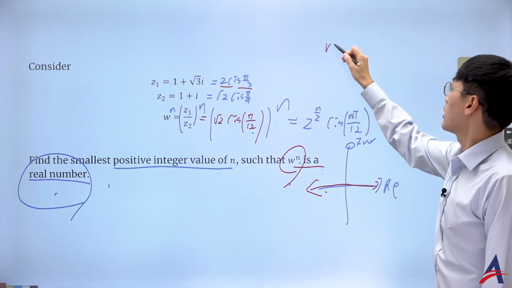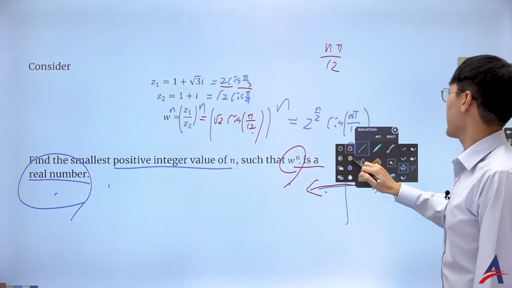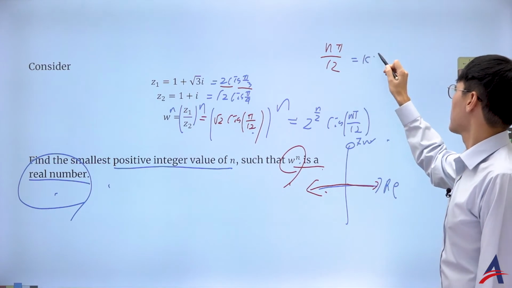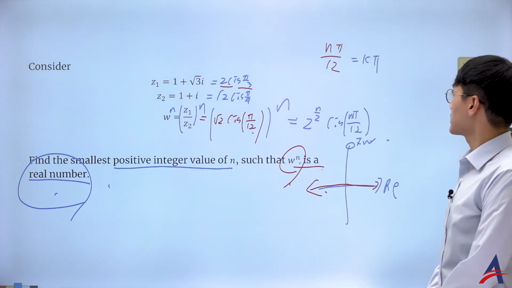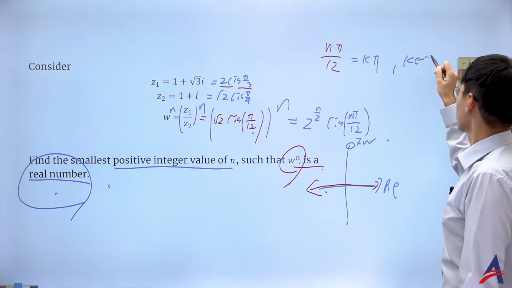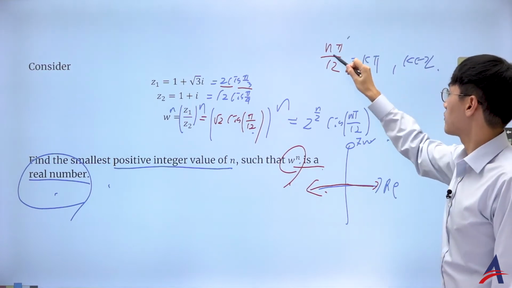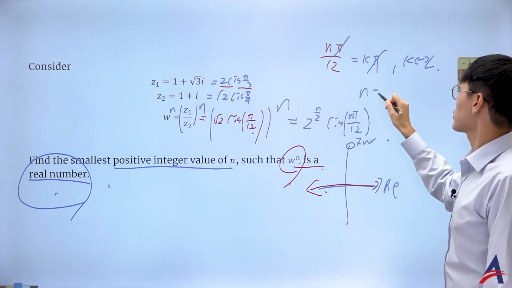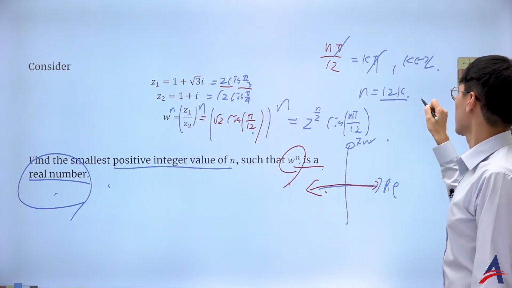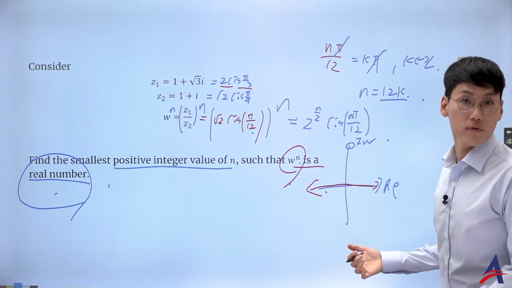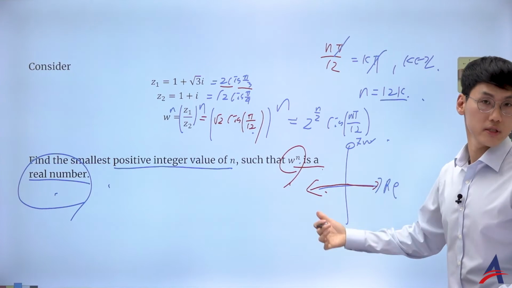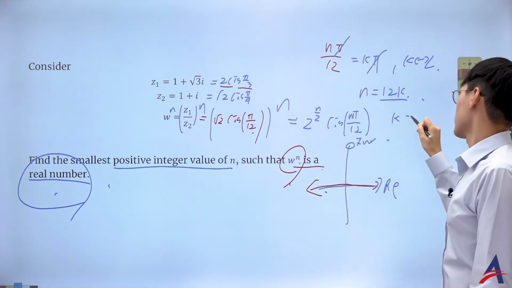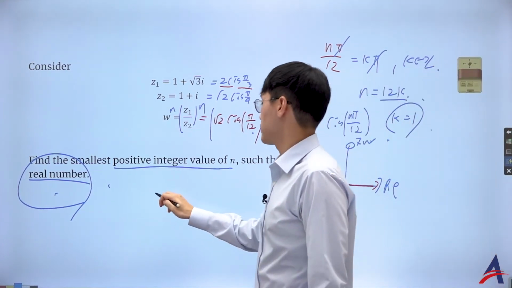So I know n pi over 12 has to be k pi, where k is an integer. My job is to find n. So I'm going to get rid of the pi. So n has to be a multiple of 12, right? That is great. And for the least positive, it shouldn't be 0. So k being 1 will give you the answer. So n has to be simply 12.